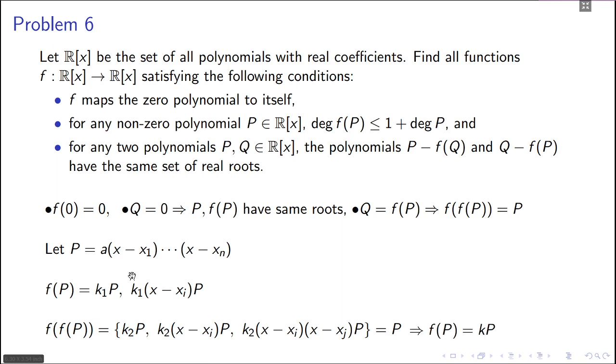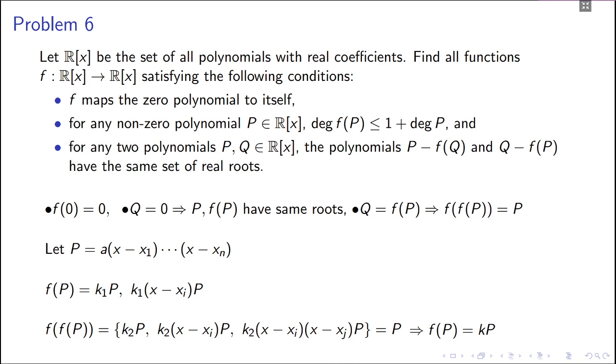That means f of p must be some k times p. So what f does is that it multiplies p with a constant term. Okay, so that's the property of f. So we're very close to finding what f is. We already know that it multiplies p with some constant number.